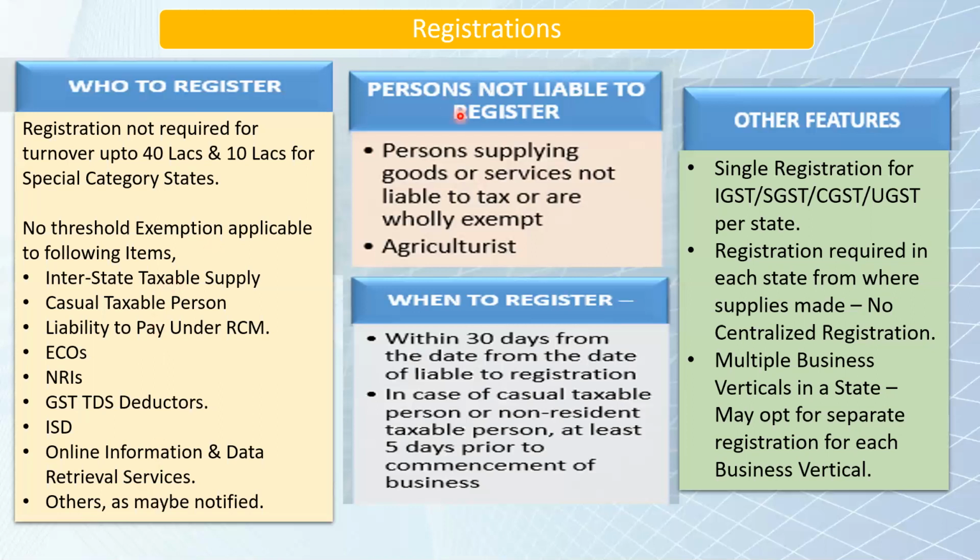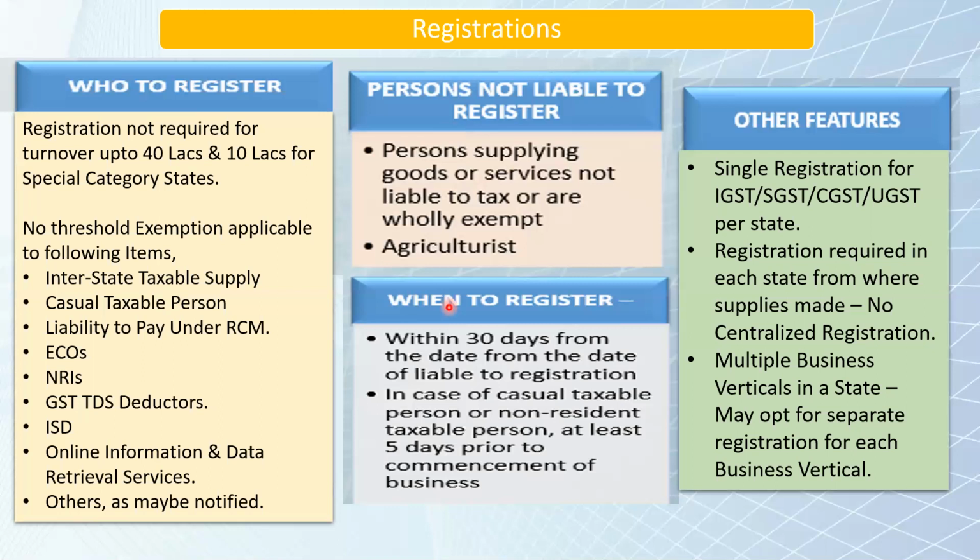Now, who are the persons who are not liable to get registered? Number one, persons supplying goods or services which are not liable to tax or which are wholly exempt under GST. Second is the agriculturist. These are the exceptions that they need not get a GST number.